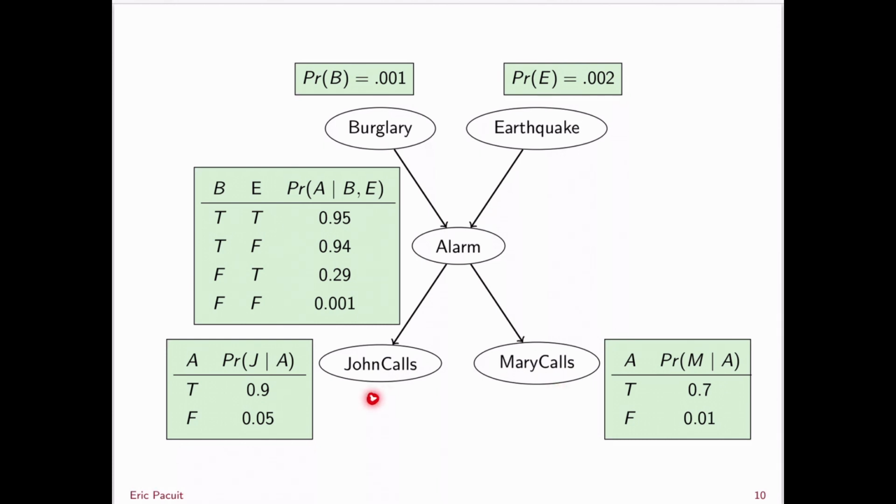But here, John calls in response to an alarm going off. So we just have to represent the situation that John calls given that the alarm is going off, or the probability that John does not call given that the alarm is going off. Now notice, of course, John calling depends indirectly on there being somebody breaking into my house. But we don't need to represent that information directly. That is actually inferred given all of this information. We just represent the probability of John calling given the direct influence, which in this case is the alarm going off.